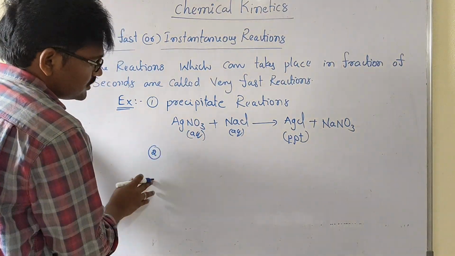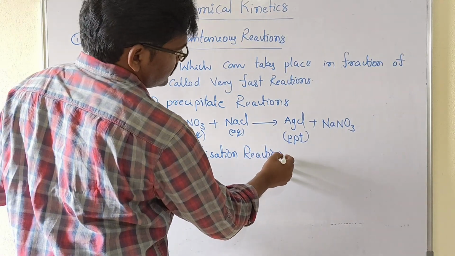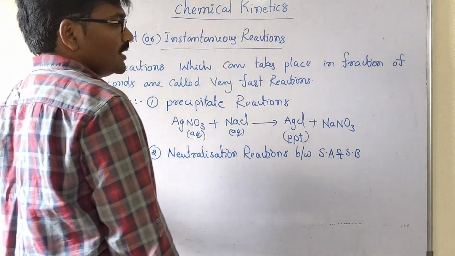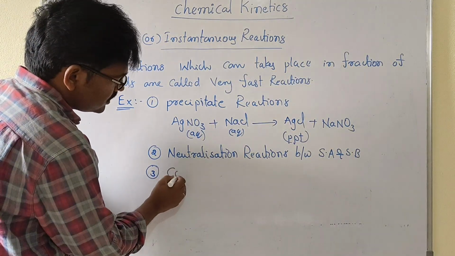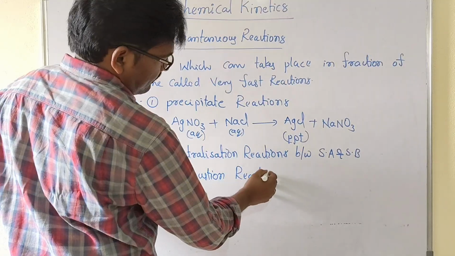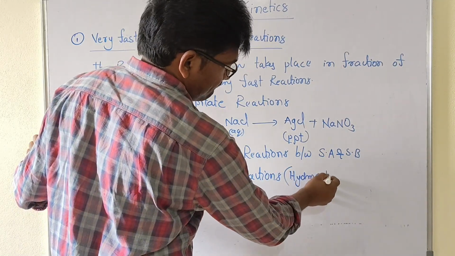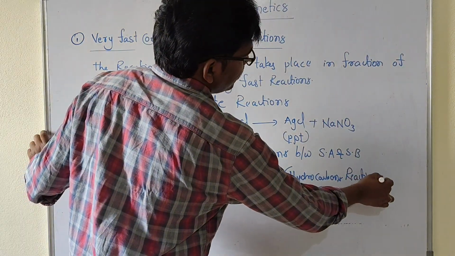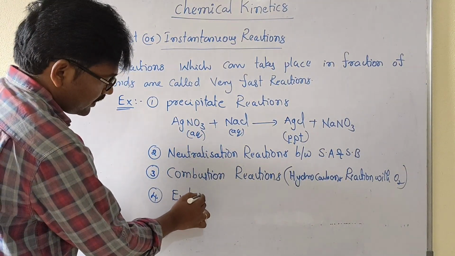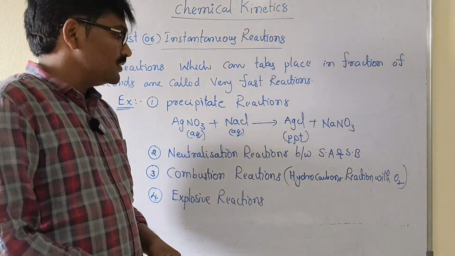Next, one more example of very fast reactions is neutralization reactions between a strong acid and a strong base. These neutralization reactions are all very fast reactions. Third one, combustion reactions. Combustion reactions are nothing but the reaction of hydrocarbons with O2. These are also very fast reactions. Then one more example of very fast reactions is explosive reactions, like the explosion of TNT. These all are very fast reactions.